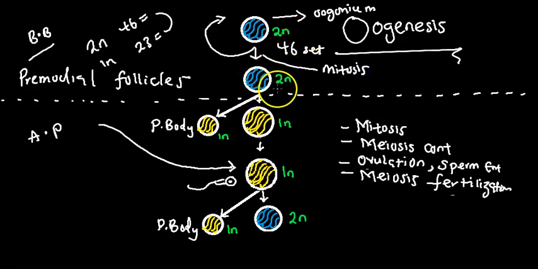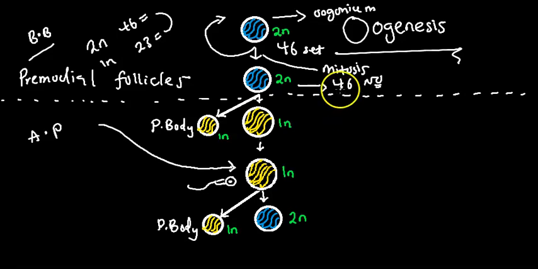Here also we have a 2N, which means it's diploid, with 46 chromosomes. The process here, which we call mitosis, gives an identical division of one cell. Here we have one cell, and it gives the identical division, where both of them have 46 chromosomes. This identical division of one cell becomes the primary oocyte. Therefore, here we call it the primary oocyte.